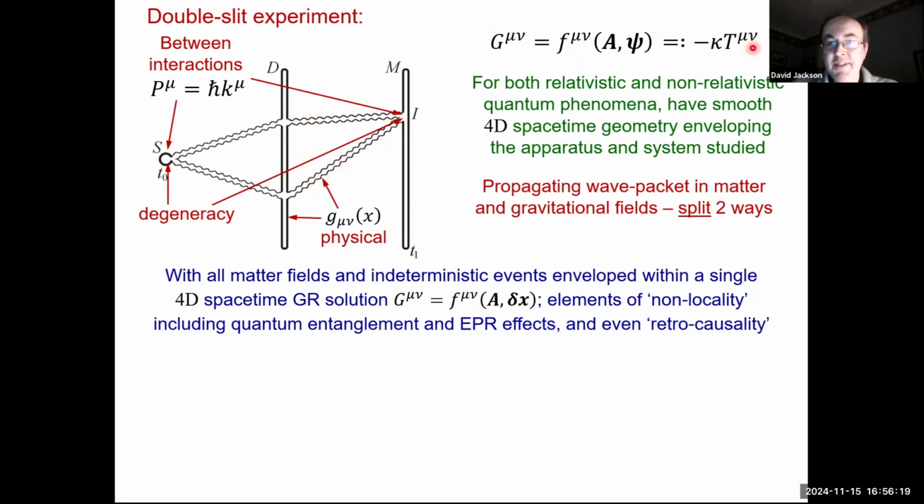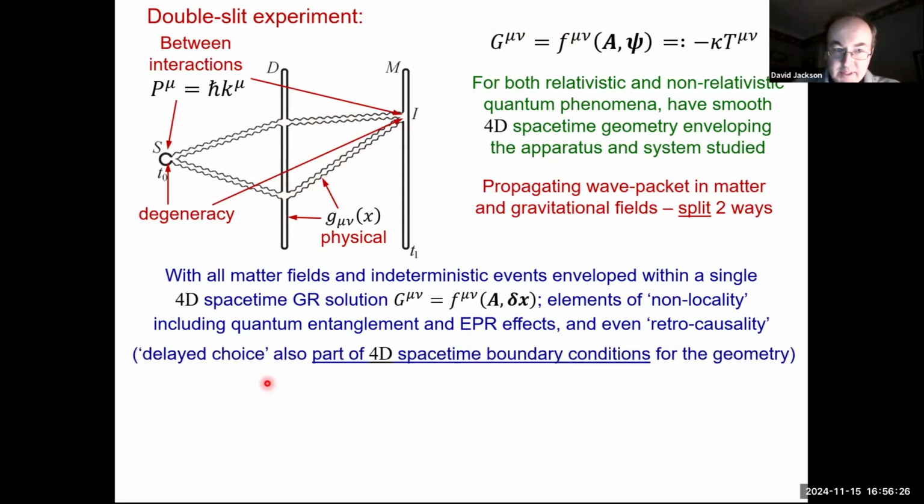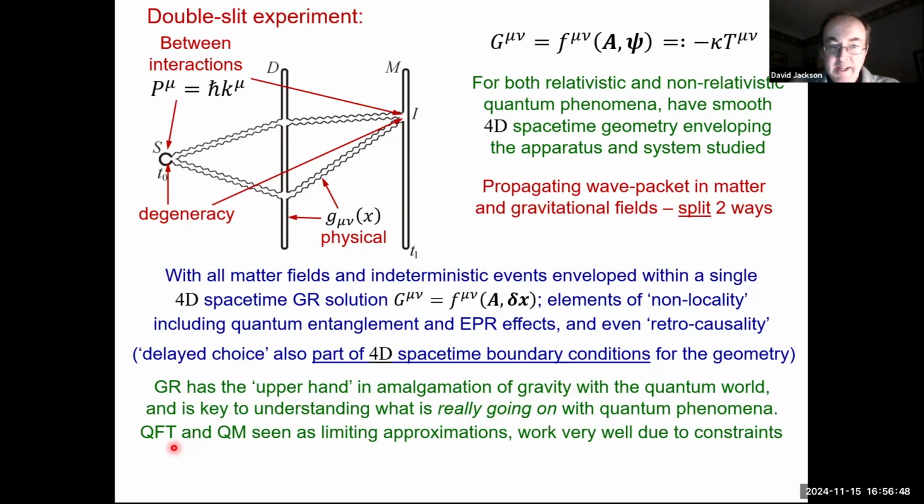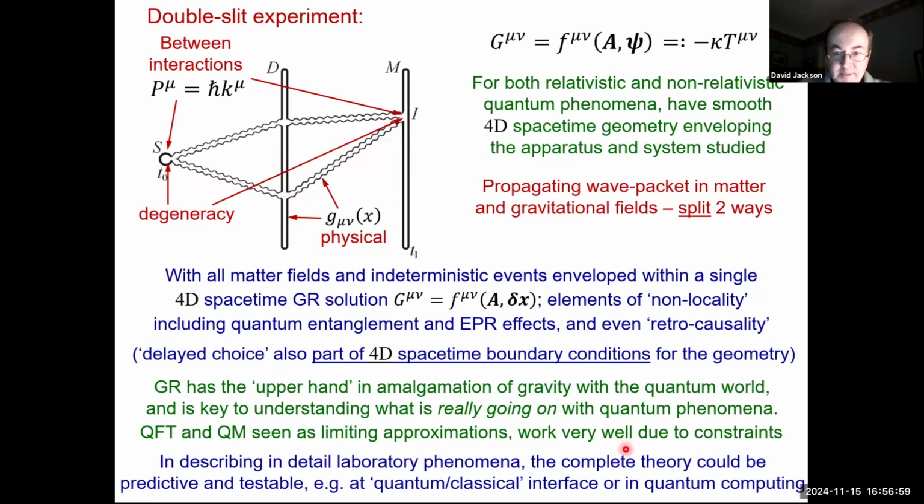But using the fact that in general relativity, you have a four-dimensional full block solution that you have to find, which is being imposed on the structure of matter. So again, even if you have a delayed choice experiment, it's still part of the boundary conditions for the geometry. The idea is overall to give general relativity the upper hand here and try to figure out what's really going on with quantum phenomena in terms of reproducing these amplitude calculations and avoiding things like the measurement problem. These can come out as limiting approximations because they work very well because of these constraints on the most elementary levels of matter. And because we're changing what's happening in quantum theory, in principle, this idea can be testable in the boundary between quantum theory and the classical apparatus.